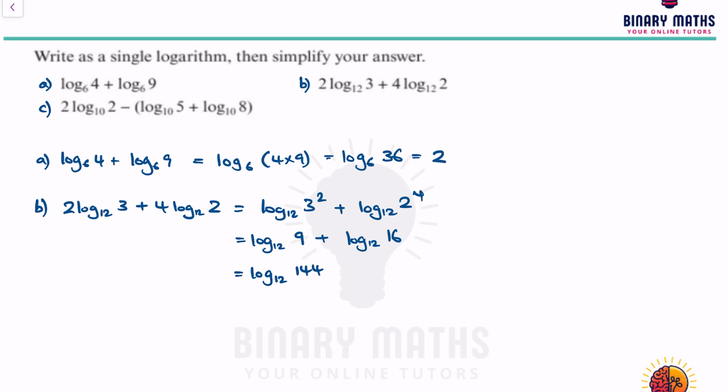12 to the power of something is 144. 12 to the power of 2 is 144. So the answer must be 2.